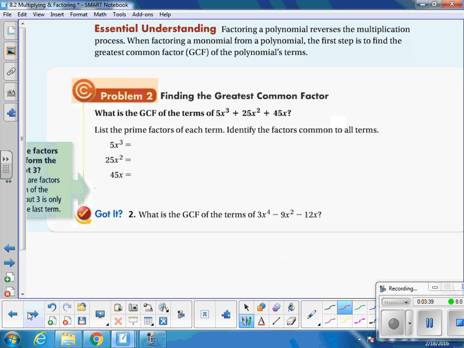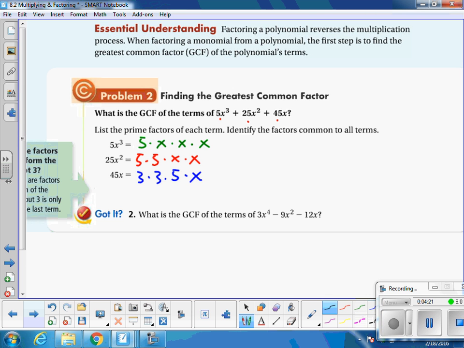Factoring a polynomial reverses the multiplication process. That's why I called factoring like undistributing, and that's what we're going to do right now. We do that by finding the greatest common factor. So we're looking for the greatest common factor of these 3 terms in this polynomial. Let's look at 5 times x to the third power. The different pieces that make this up are 5 times x times x times x. For my 25, I see 5 times 5 times x times x. And for my 45, I see 3 times 3 times 5 times x.